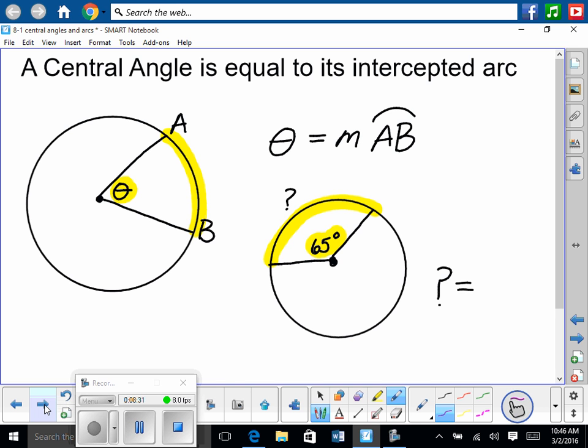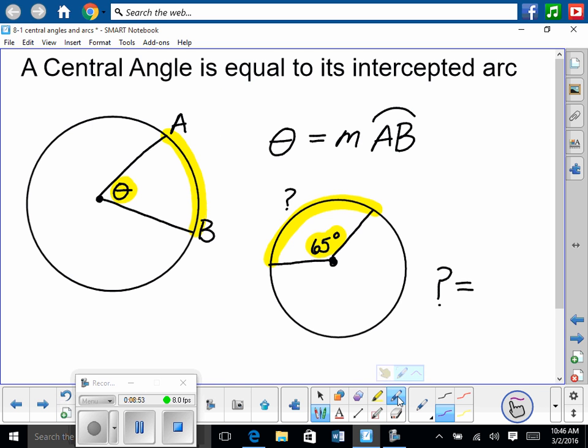Is there such a thing as a non-central angle? Yes. Let me show you an example. We'll get to them in this unit. Did that start from the center of the circle and work its way out? No. So this would not be a central angle, so this wouldn't be true. This angle would not equal its arc. Is there a difference? Yeah, there is. We'll learn that later. Okay, so a central angle is equal to its intercepted arc.